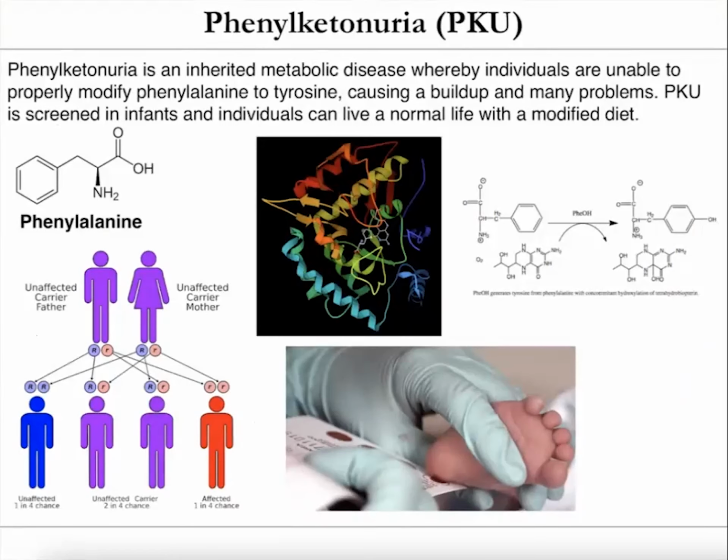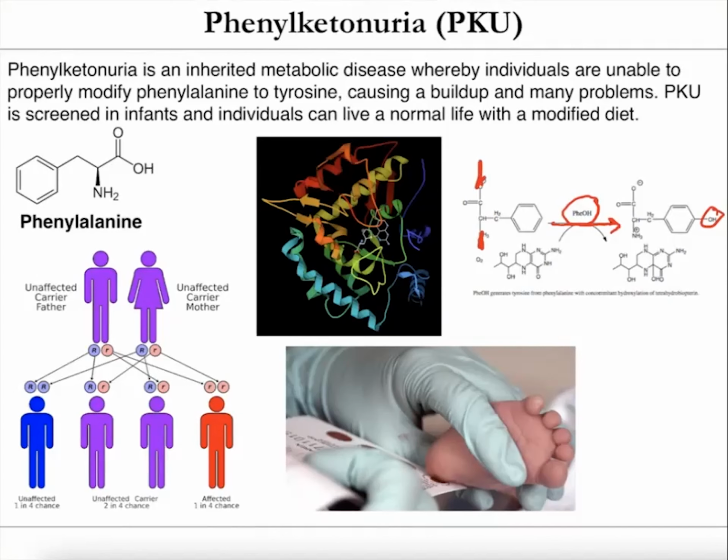Another societal issue that involves phenylalanine is this disease called phenylketonuria. This is an inherited metabolic disease where individuals are unable to do this modification of phenylalanine to tyrosine. This is performed by a specific enzyme, I think it's phenylalanine hydroxylase, which acts on the amino acid and adds this OH group that we saw. So that's a specific enzyme that's going to do that.